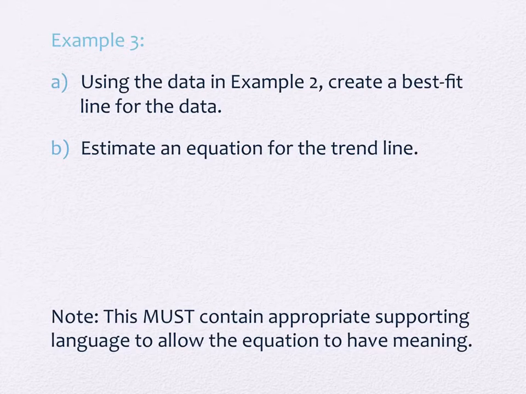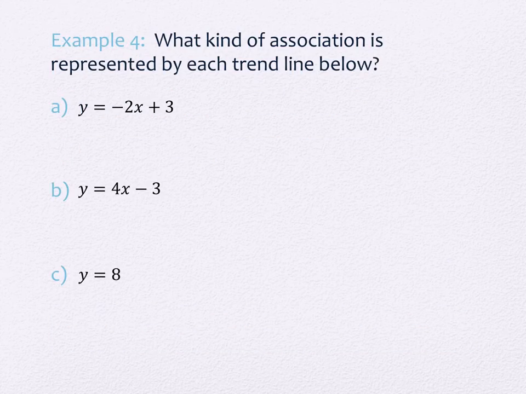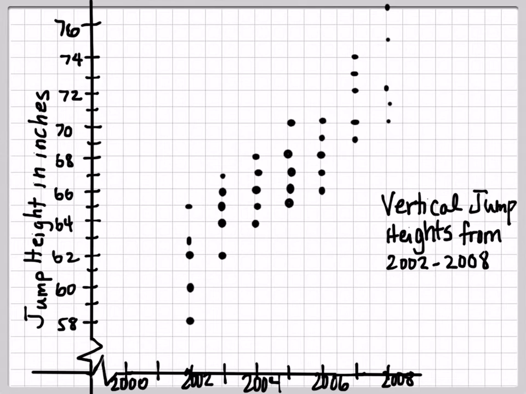Okay. So what we're going to do is use the data that we just created the wonderful picture for, and create a best fit line for the data. After we do that, we're going to estimate the equation for that line that we created. So that's a different kind of question. And then we'll see maybe why I wanted us to put in the year 2000. All right, so let's take a look.